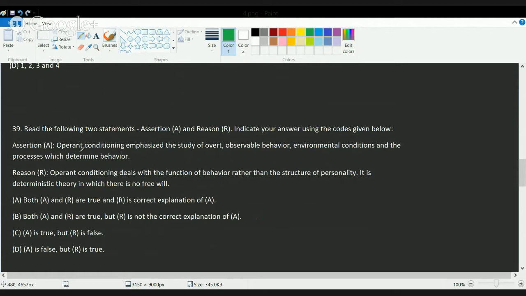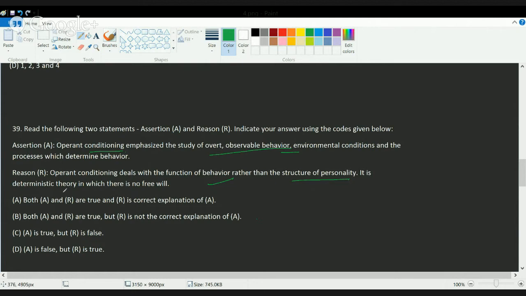Now when we talk about operant conditioning, the operant conditioning model that was proposed by Skinner mainly tried to emphasize the overt and the observable behavior that someone can observe or visualize. We will try to understand that behavior, and that behavior mostly deals with the functions rather than the structure of personality. So what kind of function I am doing and what kind of behavior I am doing would be affected by that rather than my basic personality structure.